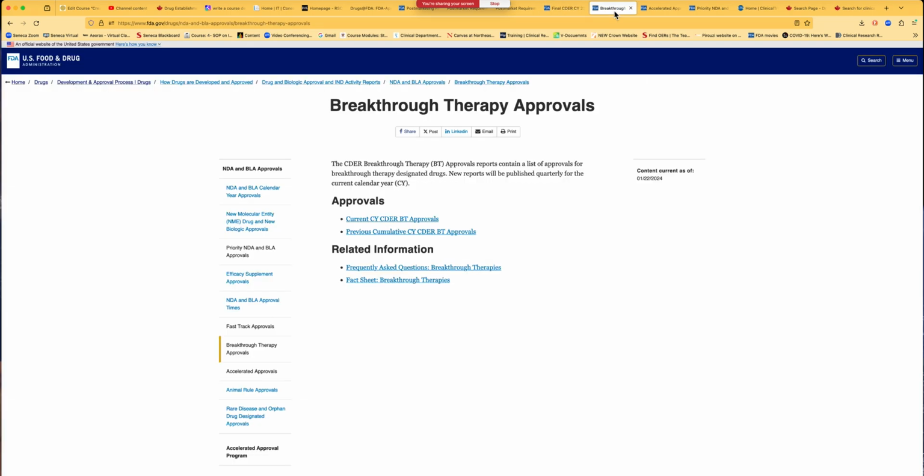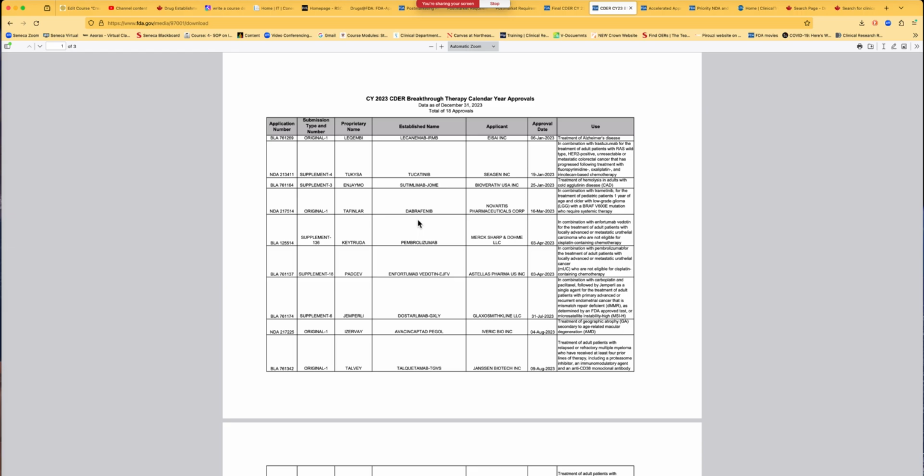In this page, we can look into the breakthrough therapy approvals. This page doesn't have an interface to any database. This is a repository system, I would say, or page, where we can look into breakthrough therapy approvals. Again, very interesting to see that, as you see, this is as of December 31st, and there are 18 approvals only for FDA.